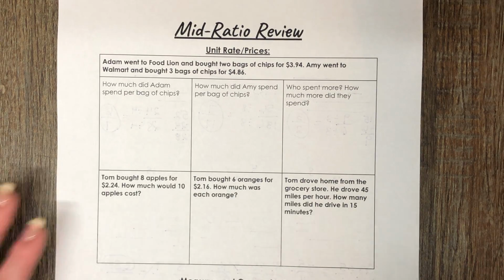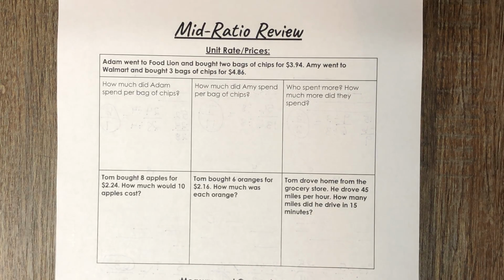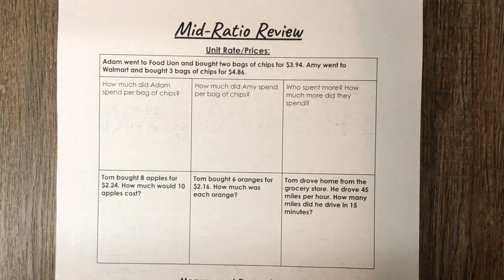Now we're going to talk about unit rates and prices. And remember, unit means one. So per bag, for every, however many we're talking about, for each, those are our keywords. So it says Adam went to Food Line and bought 2 bags of chips for $3.94.